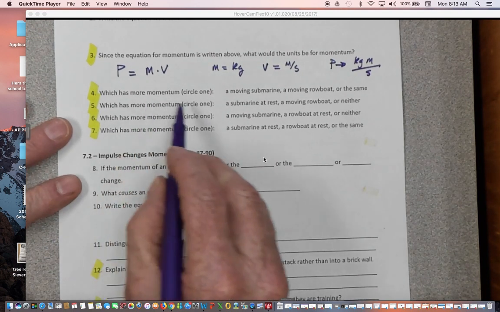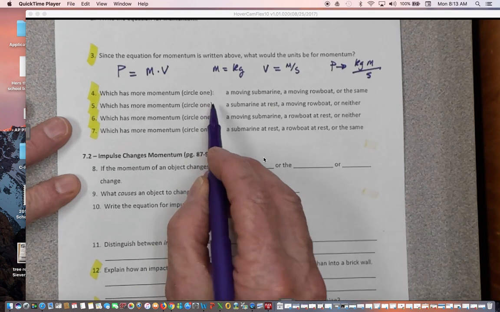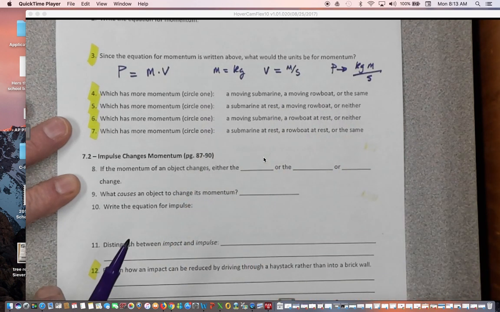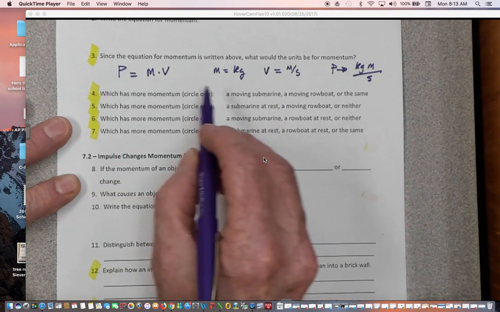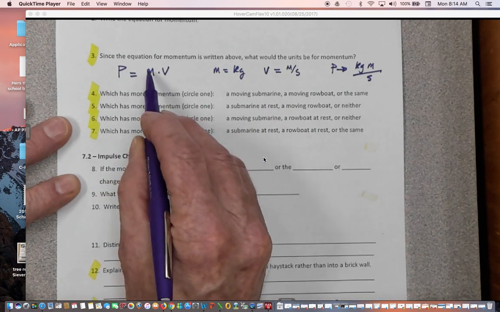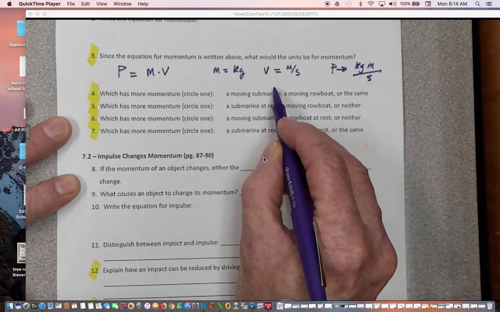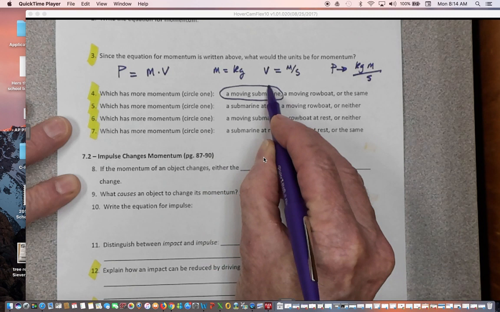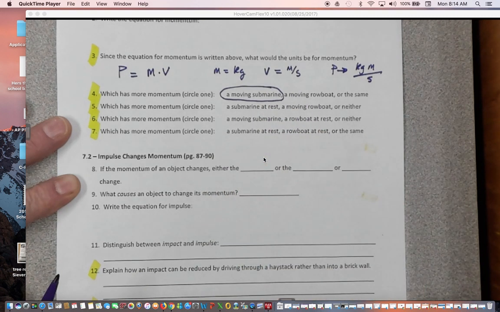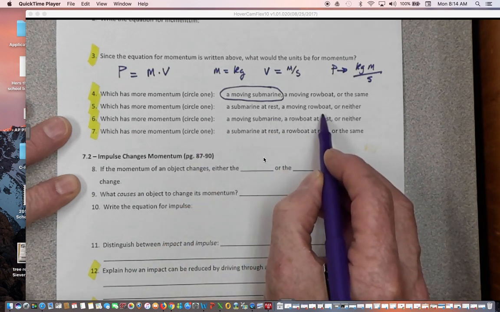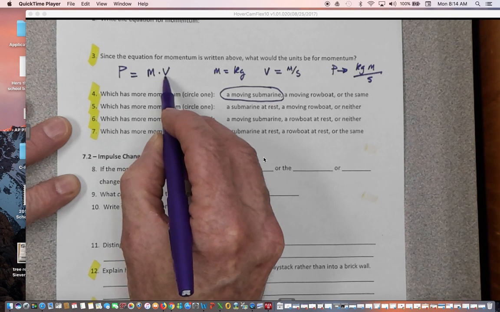Next, which has more momentum? A submarine moving, a rowboat moving, or the same? Well, if they have the same velocity, then whoever has more mass, and last time I checked, submarines have a lot more mass than rowboats. On this one, who has momentum? A submarine at rest or a moving rowboat? If velocity is zero, think about that.